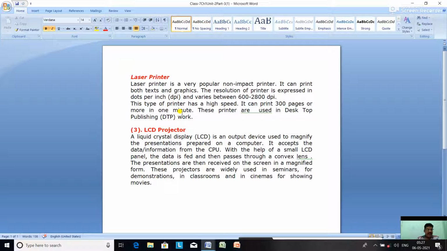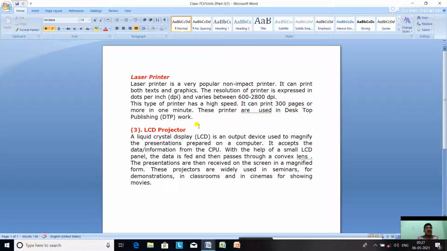This type of printer has a high speed. It can print 300 pages or more in 1 minute. Just imagine, in 1 minute with 60 seconds, it can print about 300 pages. These printers are used for desktop publishing work.